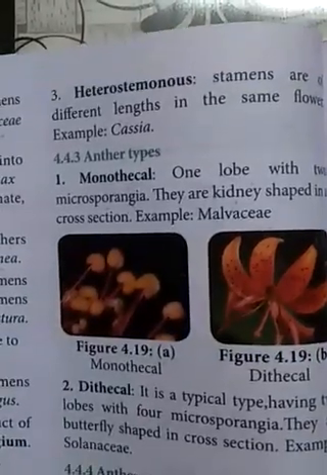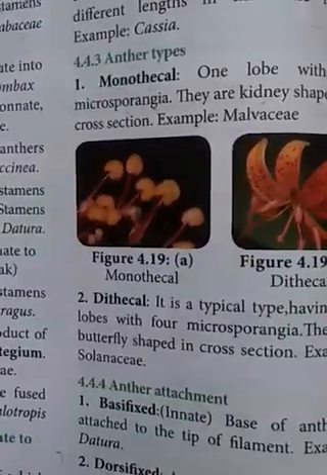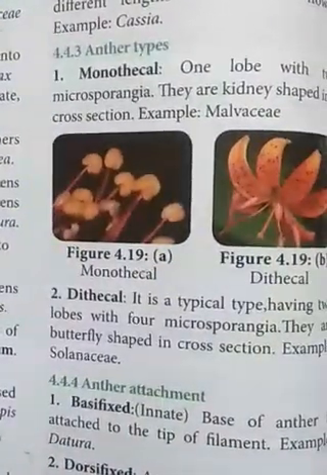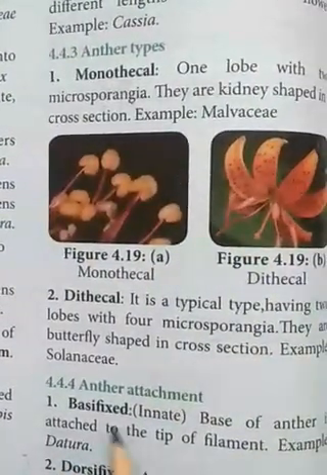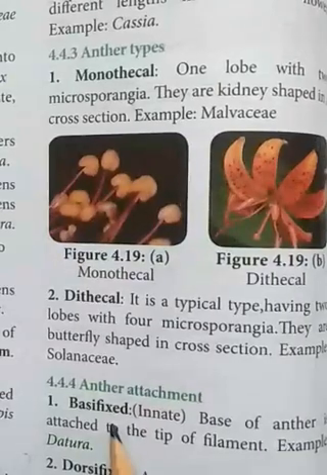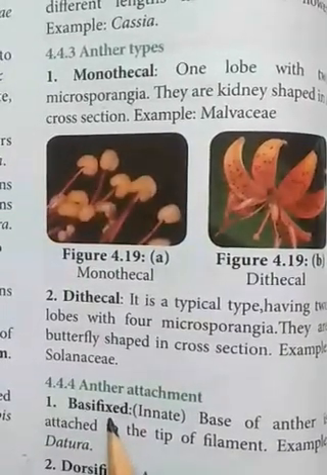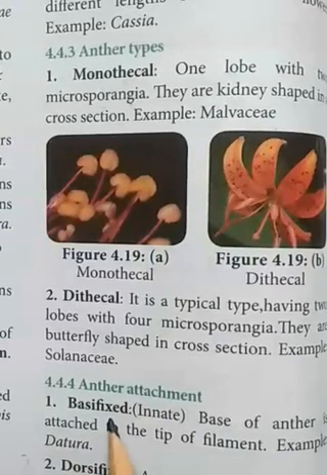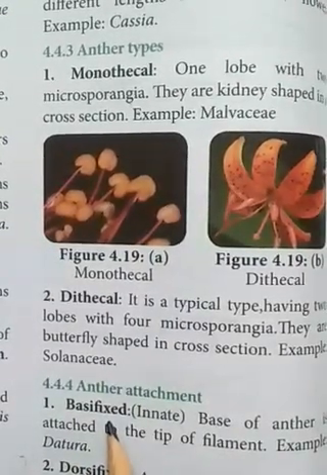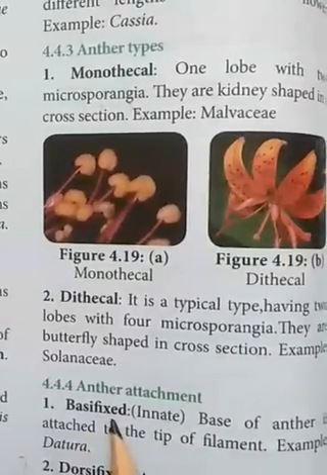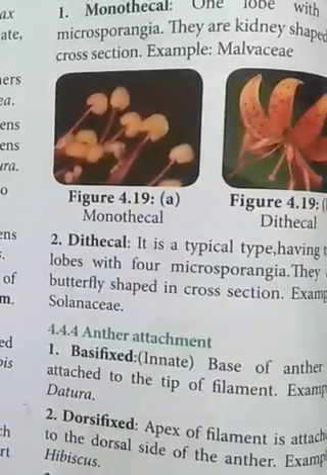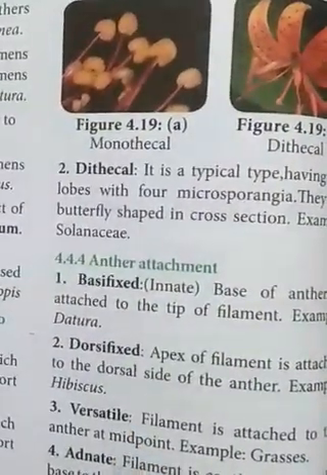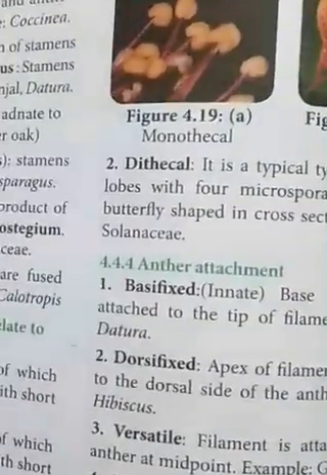Next is the anther arrangement. Attachment. Anther attachment we are going to study next. That is how the anthers are attached to the filament. Based on that, they are of four types. They are basifixed, dorsifixed, versatile, and adnate. So here you can find the diagram.